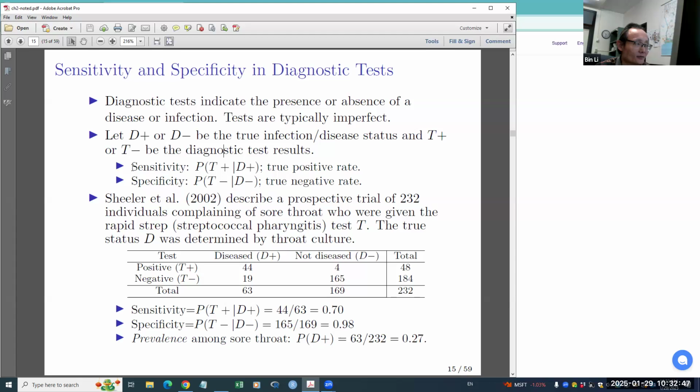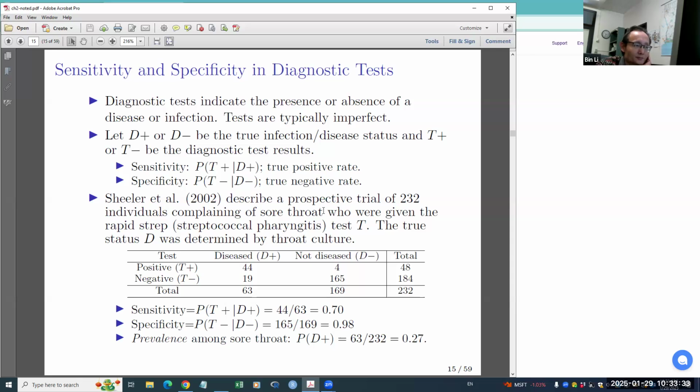Okay? So the sensitivity is the conditional probability of getting the positive test result, given the subject does have the disease. Okay, so this is called the true positive rate. Specificity is the opposite, the probability of getting the negative test result, given the subject has no disease. That's the true negative rate. Okay, so let's see an example.